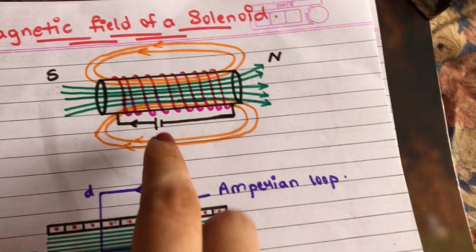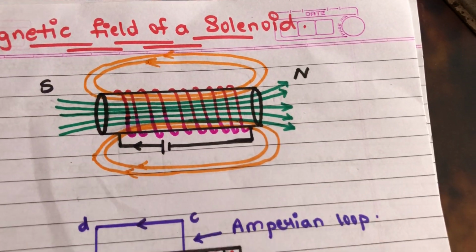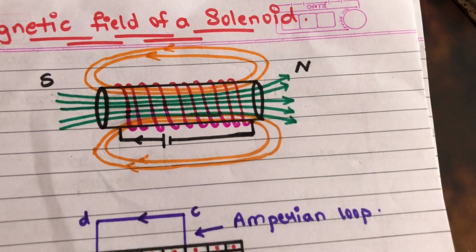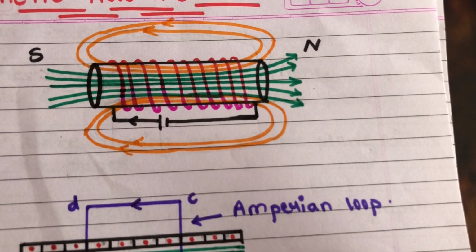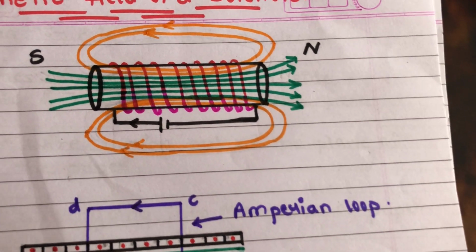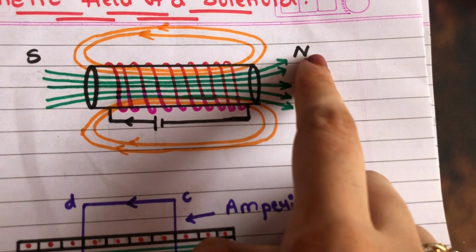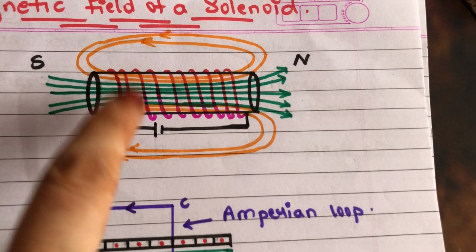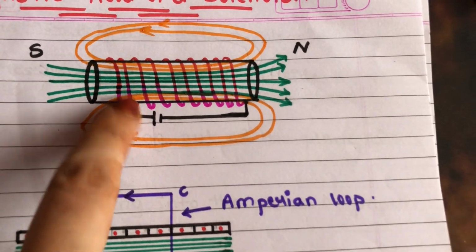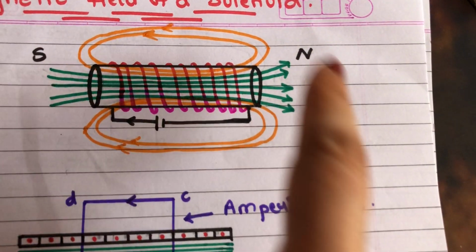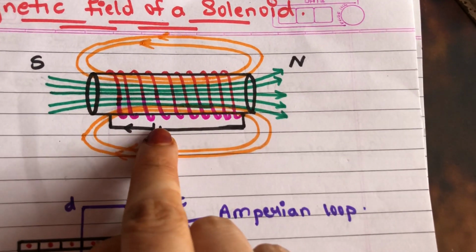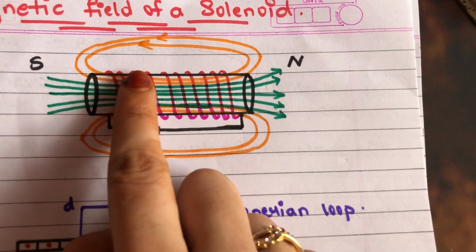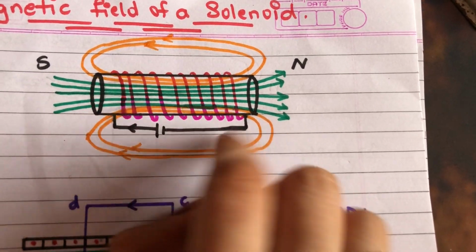Now the magnetic field is created there. If there is a magnetic field, there will be magnetic lines of force. What will be the direction of the magnetic lines of force? The direction will be from north pole to south pole, because a solenoid acts as a bar magnet. This end acts as a pole when the current is flowing in an anti-clockwise direction inside this solenoid.